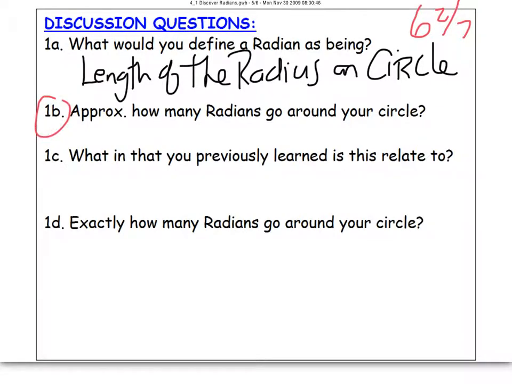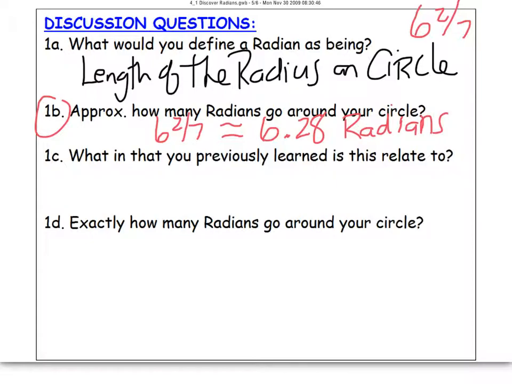Approximate how many radians goes around the circle. So 6 and 2/7 is a fraction, so I'm going to do approximately. If you put 2/7 in the calculator, we're going to get this to be about 6.28. So it's approximately 6.28 radians, or radii measurements, to go around a circle.